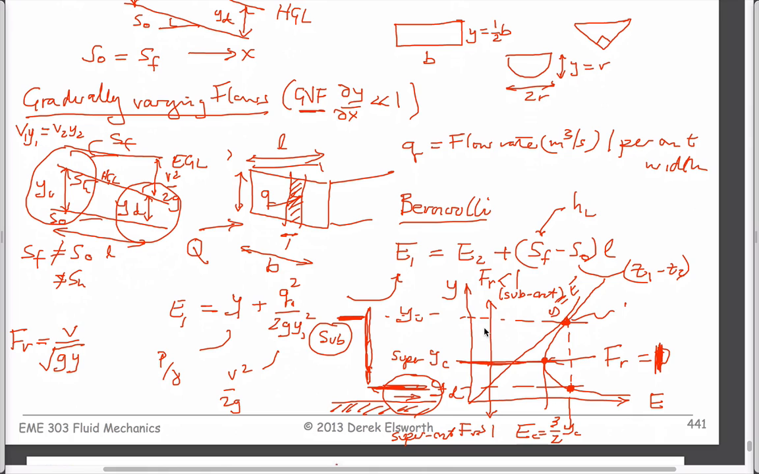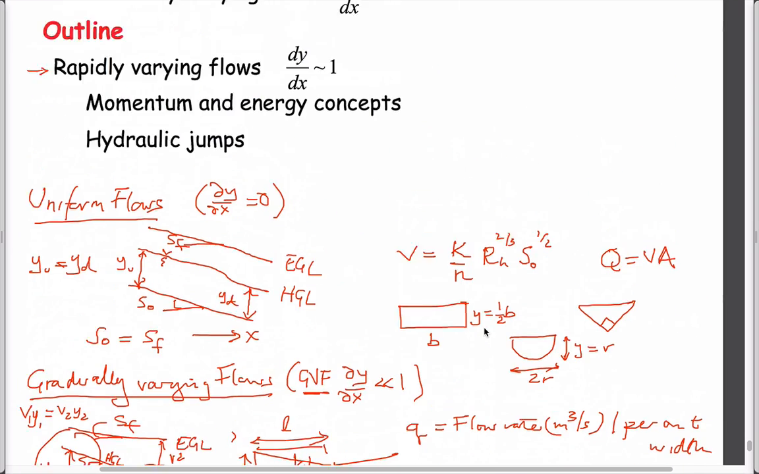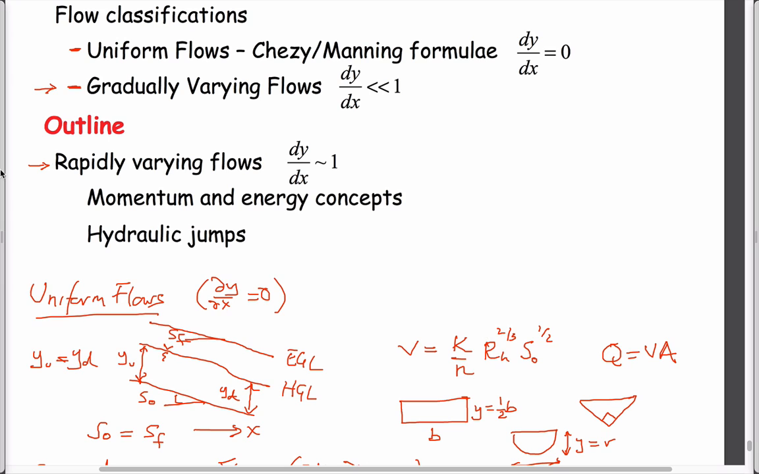So that's kind of a summary of where we are with this. And so what we'll deal with today is we'll go back to talk about gradually varying flows. And we'll note that gradually varying flows are where the upstream energy is equal to the downstream energy.